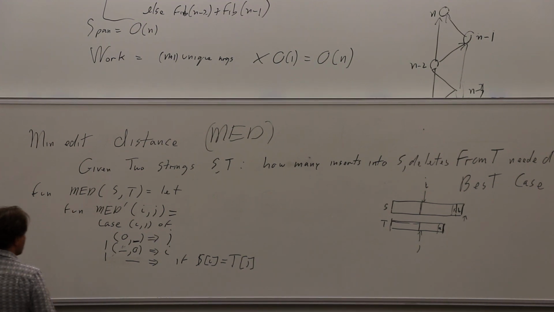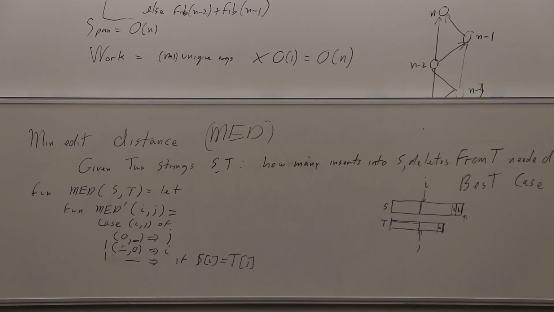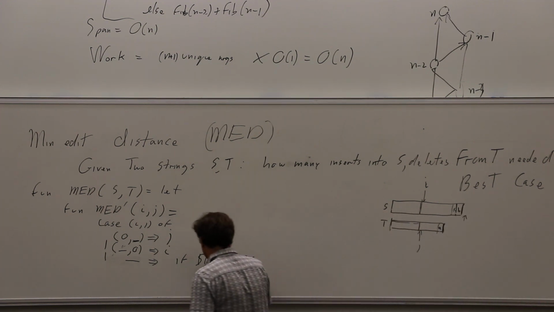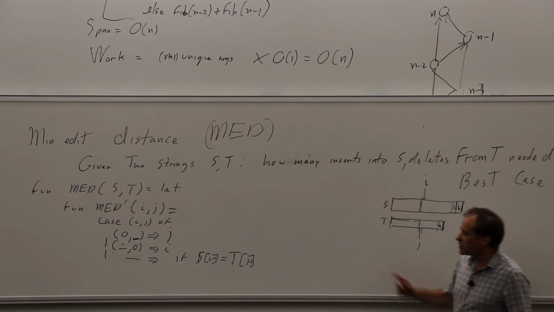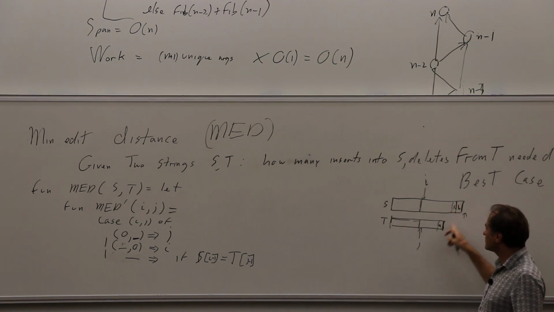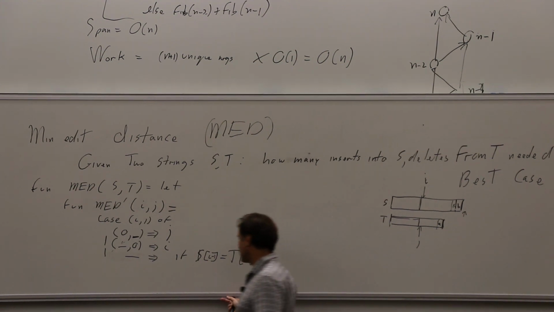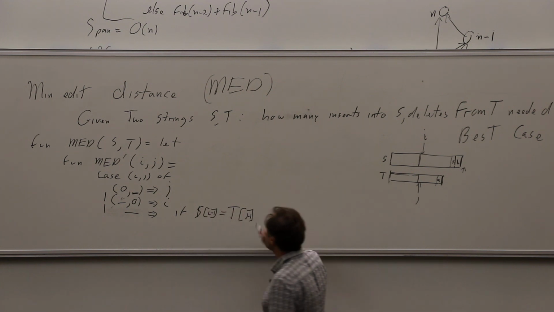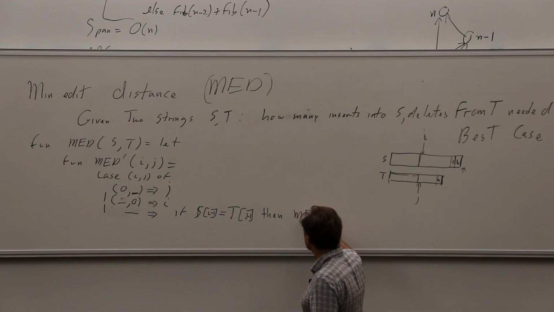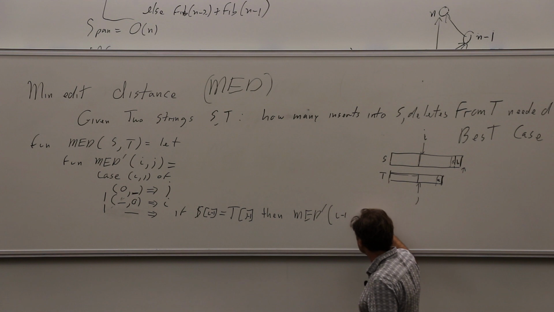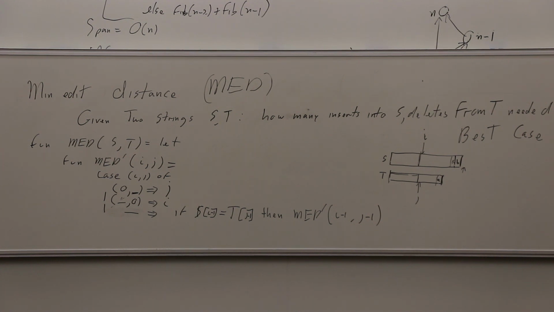I apologize if I have some off by 1 errors here. I realize now maybe that should be i minus 1 and j minus 1. Probably, I think, just because I'm 0 based. Otherwise, when I first call it on size of S and size of T, I would be indexing the size of S element here, which would be out of bounds, right? Okay, I think that's right. So if this, then I basically recurse on MED prime, that's my helper function, of i minus 1, j minus 1. Okay, we agree with that.